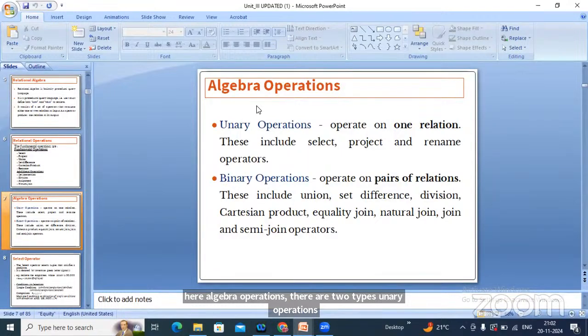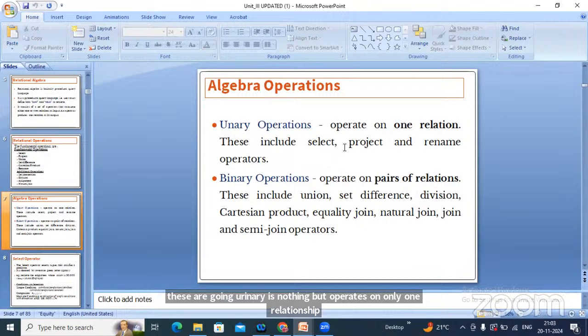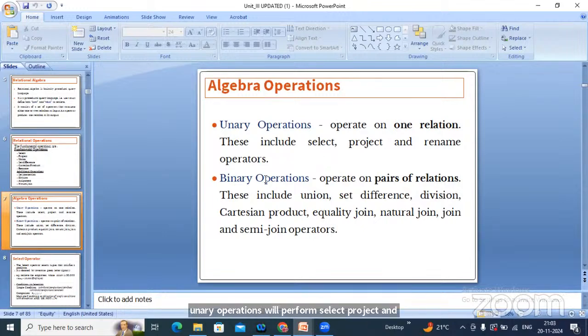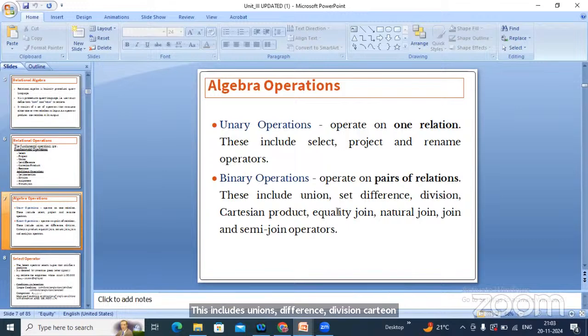Unary is nothing but operating on only one relation. Unary operations include select, project, and rename operators. Coming to binary operations, these operate on pairs of relations. These include union, set difference, division, Cartesian product, equality join, natural join, and semi-join operators.